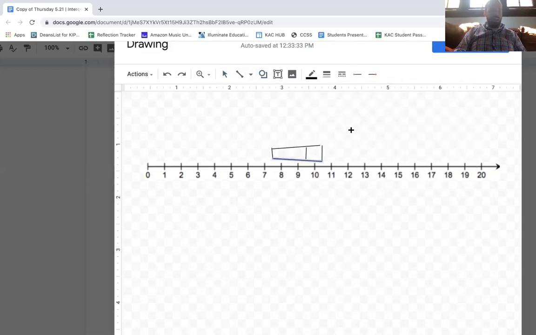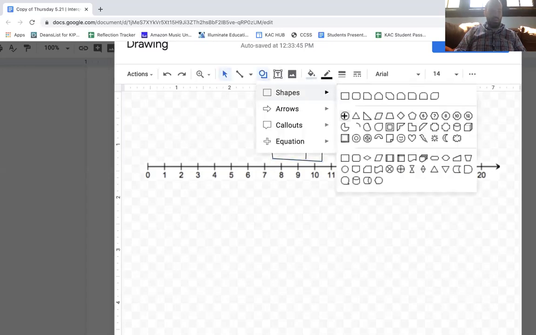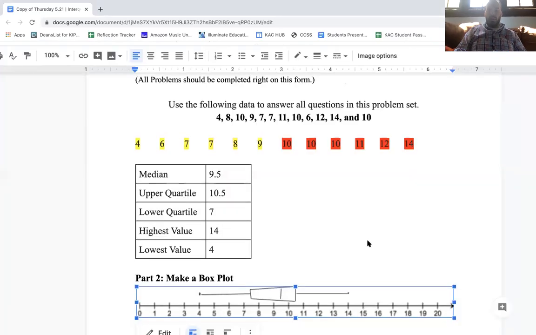Put a dot at my lowest value. Sorry, my highest value, which is 14. Doesn't matter which one I do first. Dot at my lowest value, which is 4. Draw a line from the dot to the box. Hopefully yours looks a little bit nicer than mine. Go ahead and save and close, and then I'll be on there.